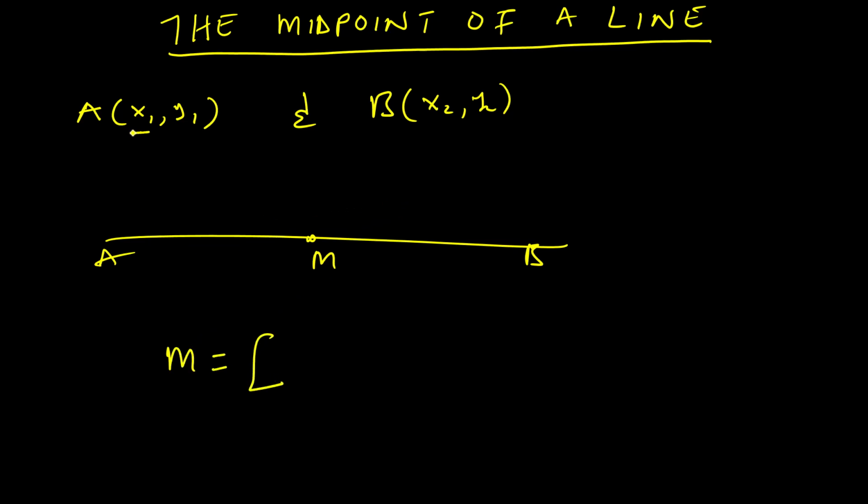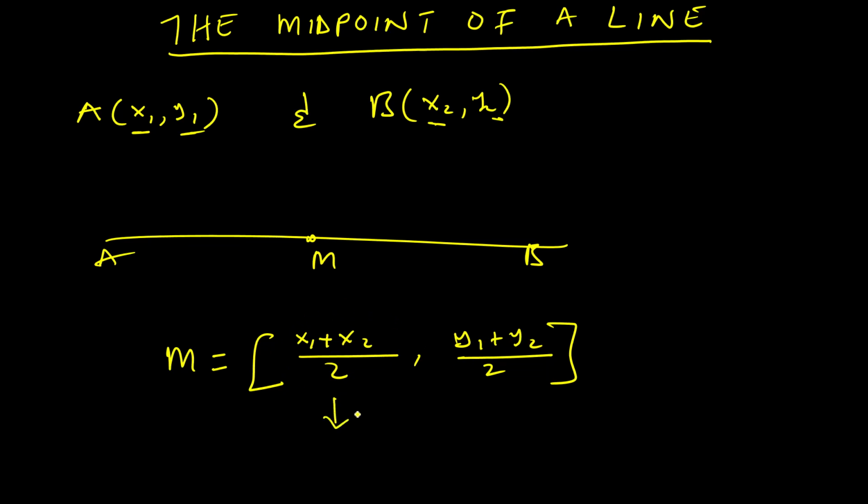Just pick x1, then x2. Sum x1 and x2 and divide by 2. Then do the same to y1, y2, divide by 2. It's very simple. Now don't mess up. Don't say x1 plus y1 on 2, then x2 plus y2. No. The first one is for x, then this is for y. Okay, let's solve examples.